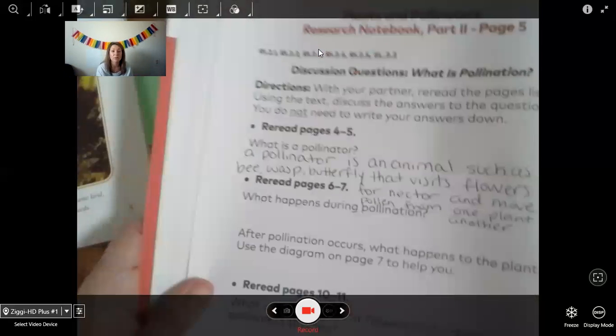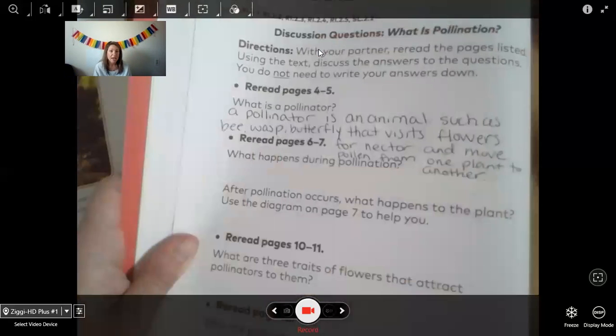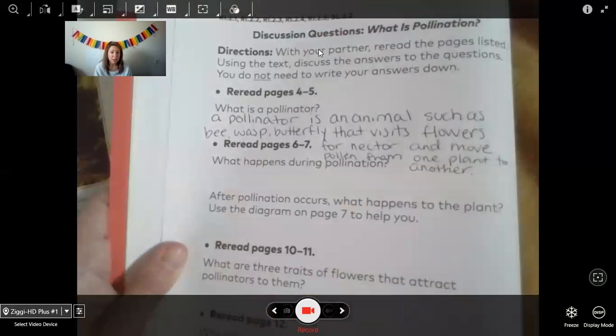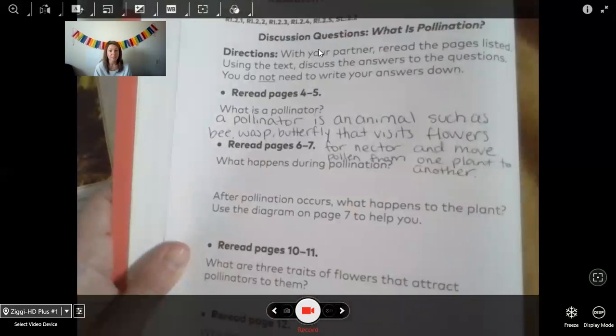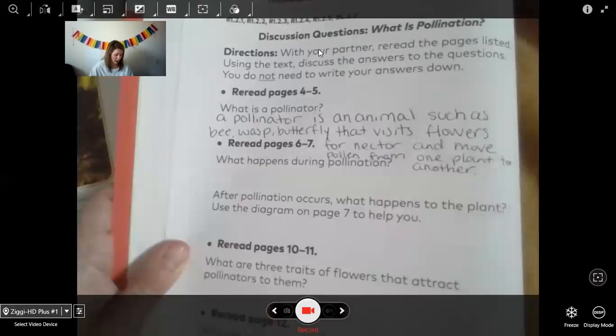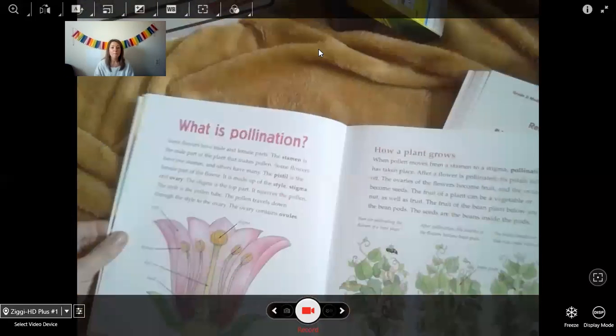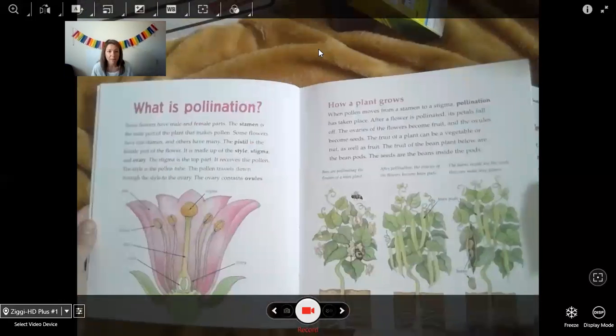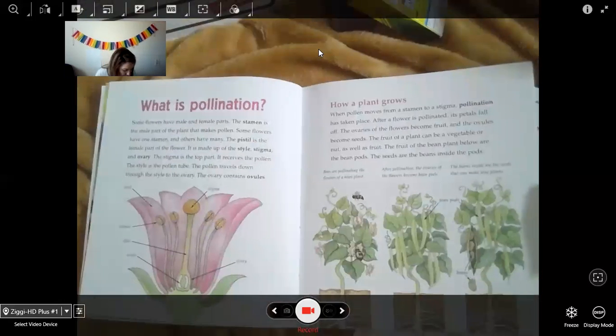Now it wants me to reread pages 6 through 7. It wants me to look at what happens during pollination, and it also wants me to answer the question, after pollination occurs, what happens to the plant? So I'm going to turn to page 6 through 7. I'm going to read this, and then I'm going to model answering the question, and we're going to pretend that we're collaborating. So it says, what is pollination?